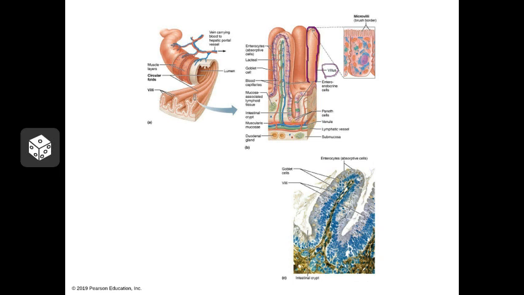So there is another level of increased surface area. And these villi are covering additional extra folding of the lining of the small intestine that are called plicae circulares, or circular folds, as you see here. So we have 3 levels of increased surface area, which makes the small intestine ideal for absorption.